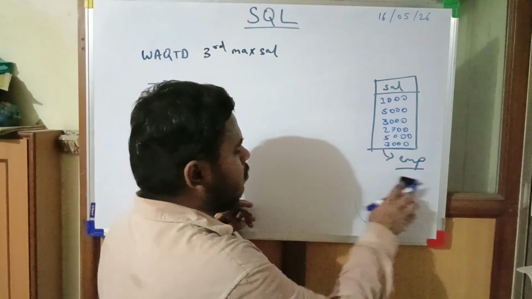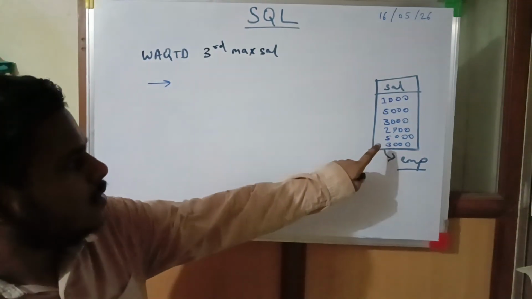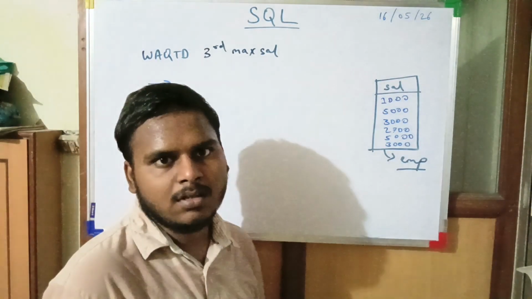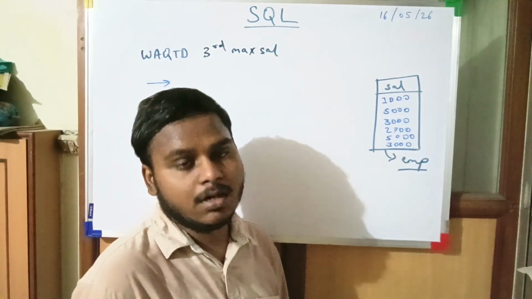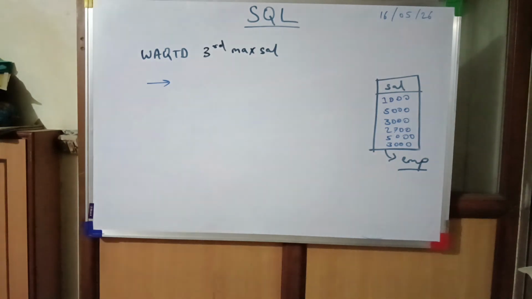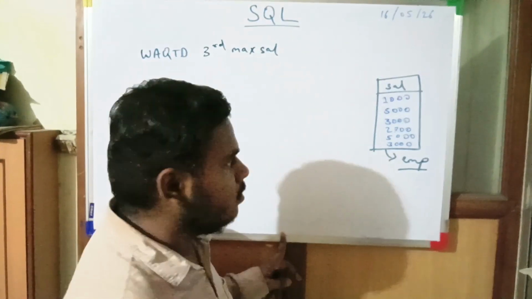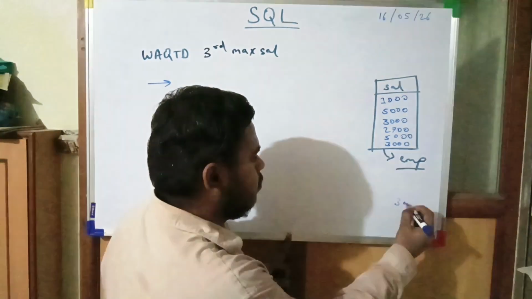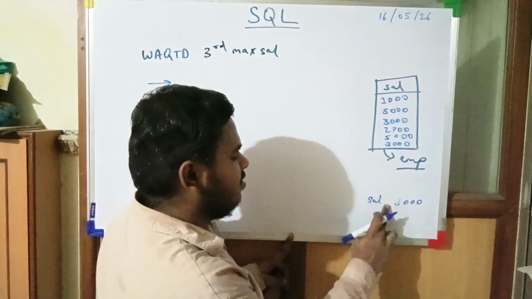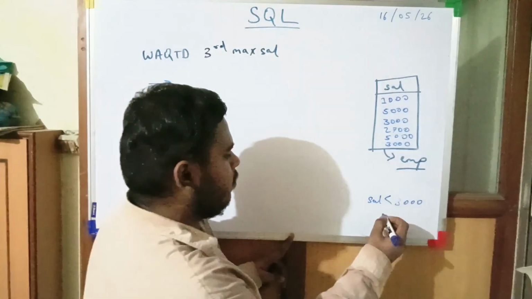Just look here at the salary column above, not below. I don't want to confuse you. What is the third maximum? First is 5000, second is 3000, third is 2700. So I need to get 2700 as an output. How will we get it? Just go to the concept. First I will find the maximum salary. So the maximum salary is what? 5000. Salary should be less than 5000, not greater than.